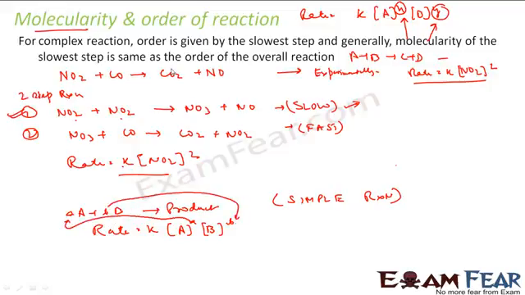Here, this complex reaction has so many steps. The slowest step is taken because that is the rate determining step, and in that slowest step the coefficient of NO2 is 2 because there are two NO2 molecules. So for the complex reaction, we found the slowest step, and the molecularity of the slowest step is nothing but the order of the overall reaction. The molecularity of the slowest step is 2 because two NO2 molecules are reacting, and the order of the reaction is also 2.